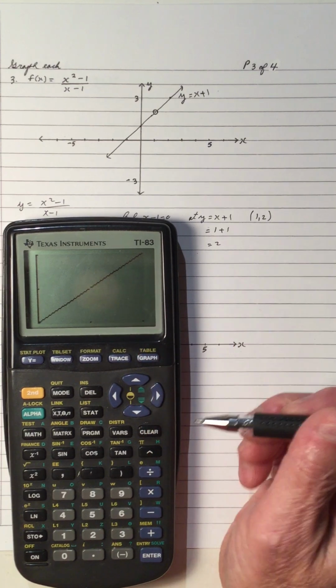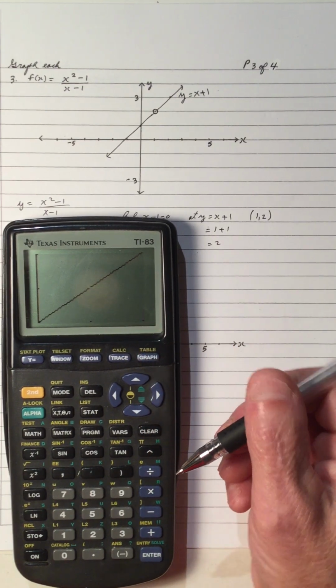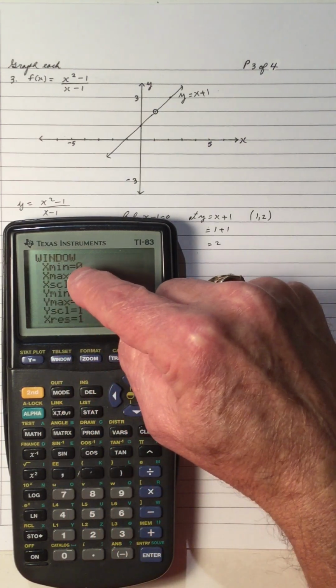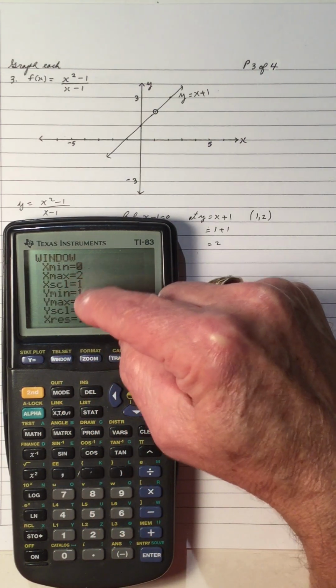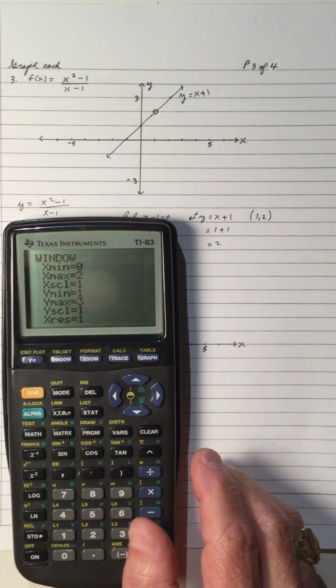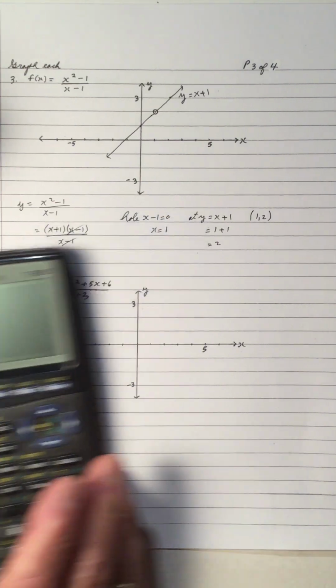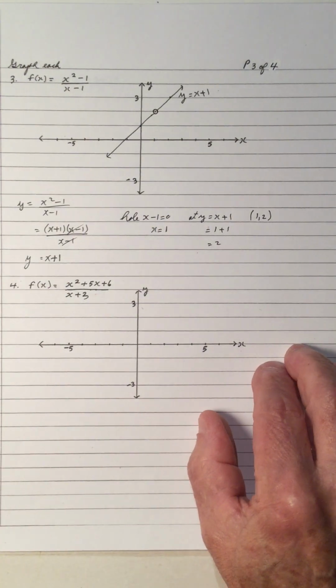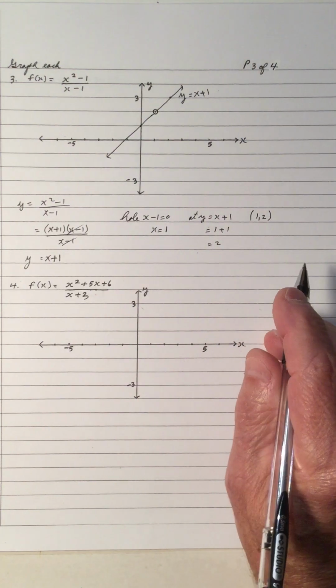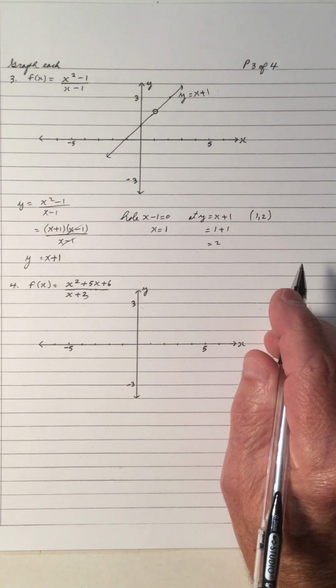And I had to zero in on it. I changed the window, with x going from 0 to 2 and y going from 1 to 3, to zero in on that. So that shows you that there is a hole. I didn't do that for all of them. I just did it for this one. Now let's look at number 4.